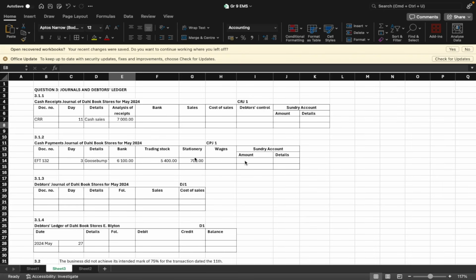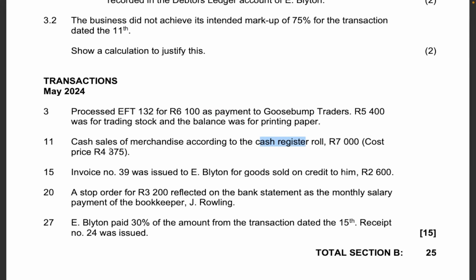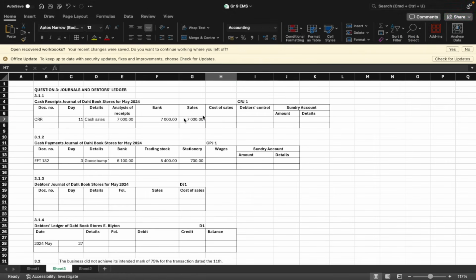Okay, so let's go here and put the amount under bank as well, 7,000 rand. And what was it for? It was for sales, so we're going to put the 7,000 rand under sales. And what is our cost of sale here? Well, we're given the amount 4,375 rand, so we're going to write here 4,375. I hope that clears it for you, and that makes your work quite easy in knowing what you record where. All right, as long as we have columns for sales and cost of sales, we don't have to put anything under sundry account. So let's continue.